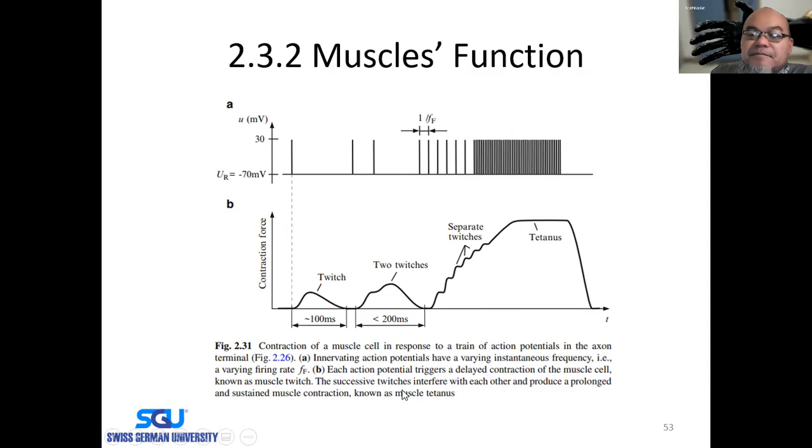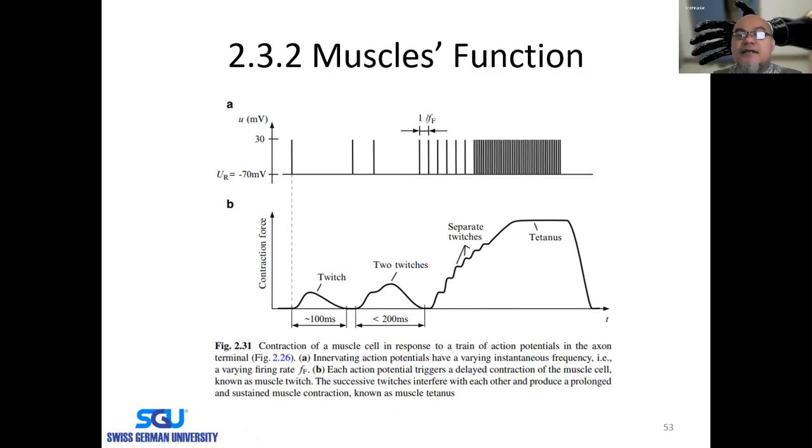An action potential triggers a delayed contraction of the muscle cell known as a muscle twitch. The successive twitches interfere with each other, so they are mixed with each other, and produce a prolonged and sustained muscle contraction known as muscle tetanus. Maybe you have heard about this disease caused, I think, by bacteria, tetanus disease, where the muscle is contracting very quickly at very short intervals.